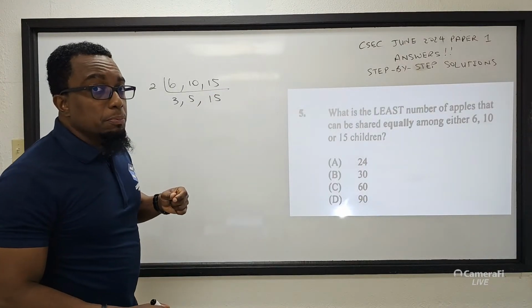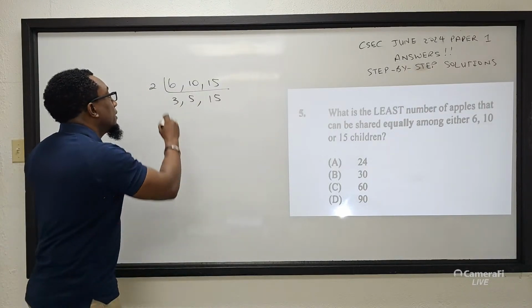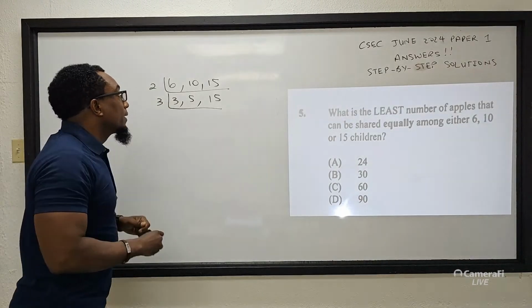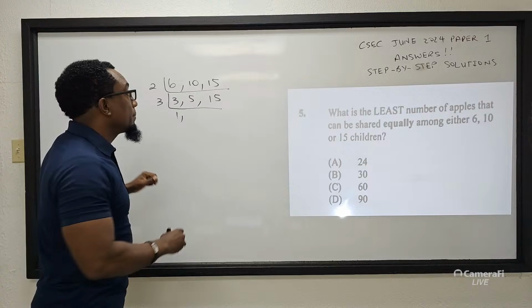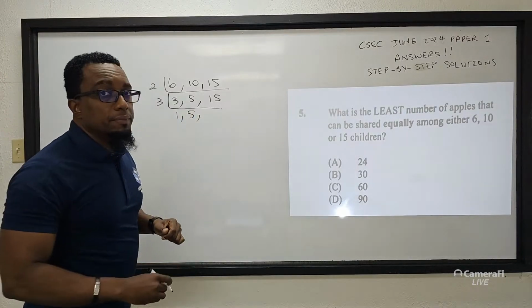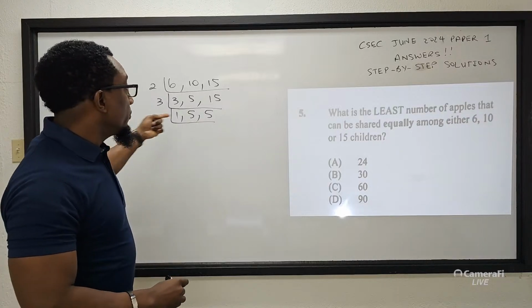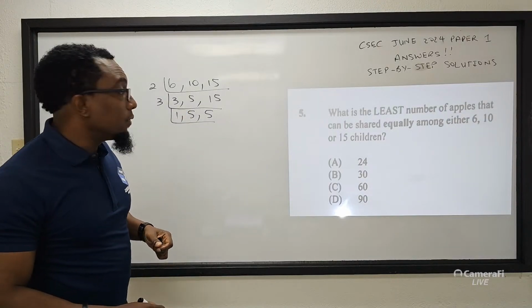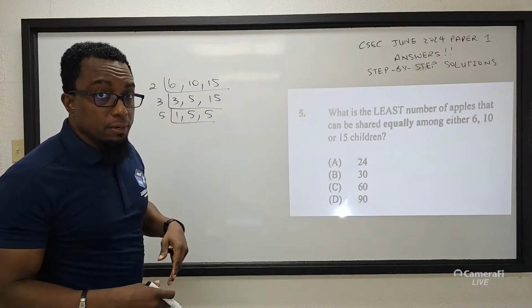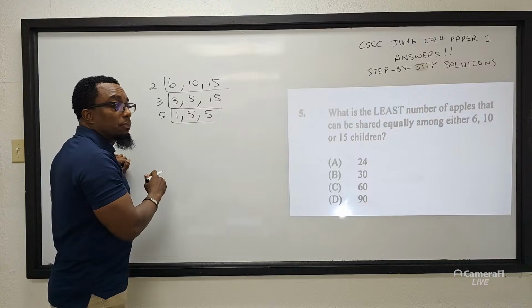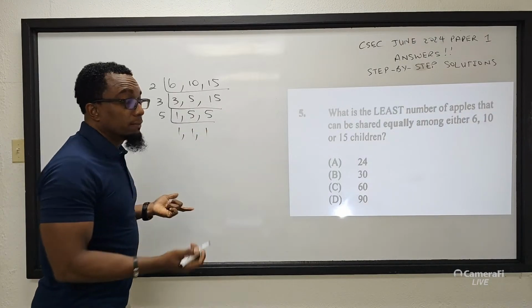I'm going to move to the next prime number, because 2 cannot divide exactly into 3, 5, or 15. The next prime is 3. 3 can divide into itself to give 1. 3 cannot divide exactly into 5, so I bring down my 5. And 3 into 15 is 5. 3 cannot divide exactly into 1, 5, or 5, so I move to the next prime number, which is 5, and my objective is to divide until I get 1. 5 cannot divide into 1 exactly, so I bring down my 1. 5 into 5 is 1, 5 into 5 is 1.